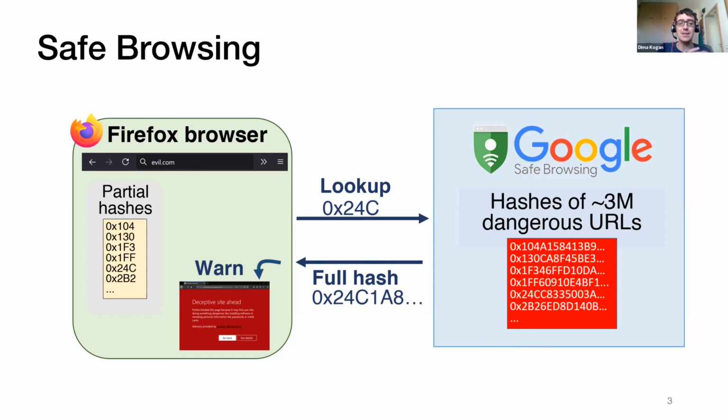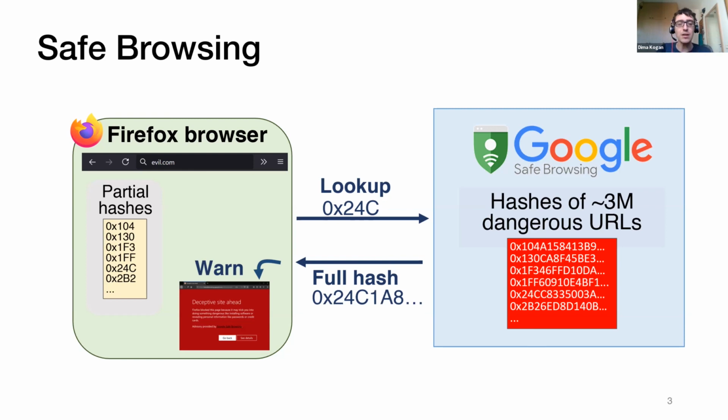In this compressed list, every dangerous URL is represented by a shorter hash. So basically, the browser can easily rule out most of the URLs just by seeing that they are not on this shorter list. Whereas if the URL is on this shorter list, then the browser actually needs to go to the server and check whether it's a true positive or a false positive.